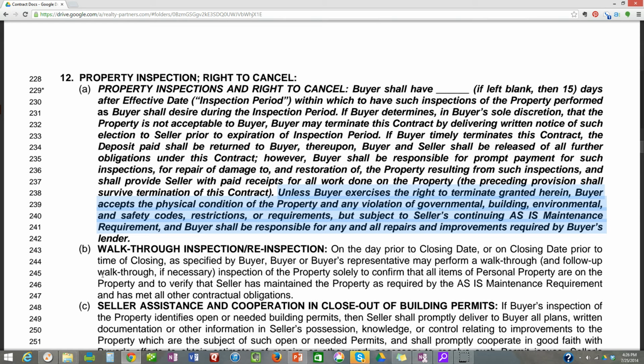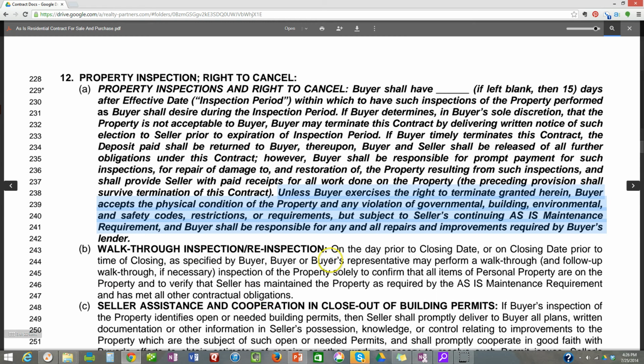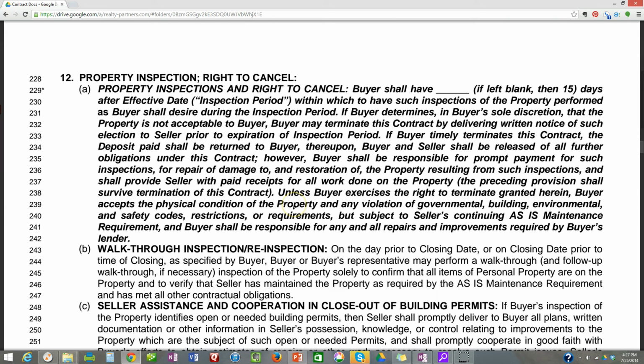And the buyer has to get those searches done, and has to get the local lien search done, to discover these things within that time frame. Because the buyer is going to accept the physical condition of the property and any violation of governmental, building, environmental, and safety codes, restrictions, or requirements. Okay? So it's during this inspection period that this has to be found and discovered, because if, God forbid, there is a violation and the search isn't done and it pops up later, the buyer owns it.